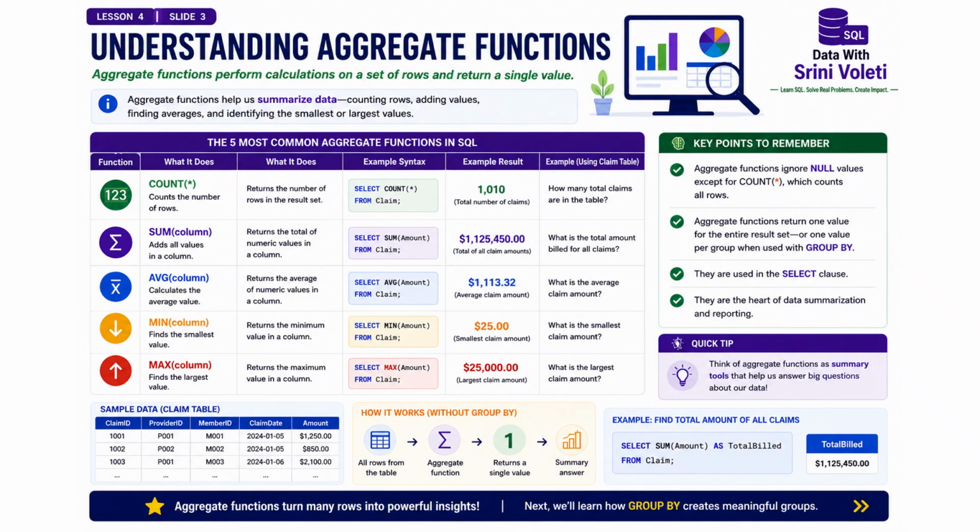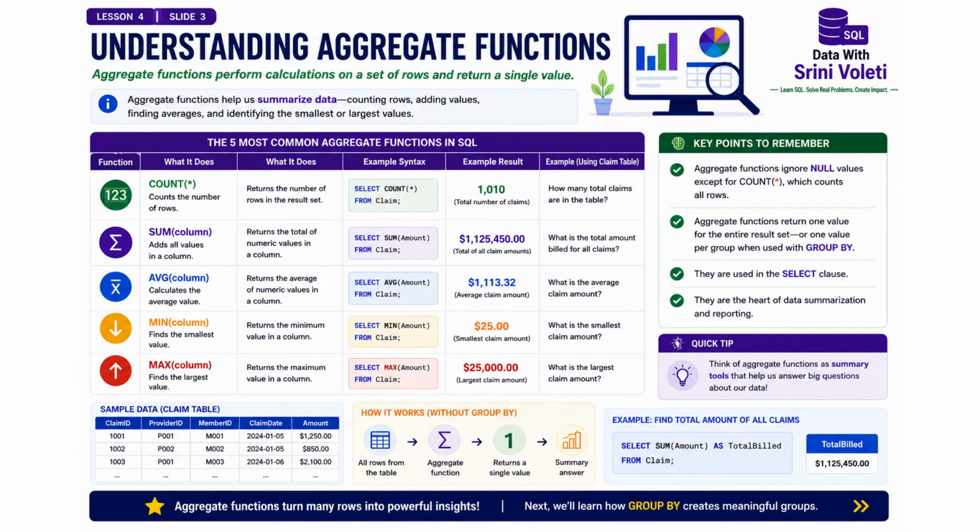Next function is min. Min returns the smallest value in a column. If someone asks what was the minimum claim amount submitted this year, it finds it immediately. Max. Finally, we have max. Max returns the largest value in a column. For example, what is the largest insurance claim submitted? Again, SQL answers that question almost instantly.